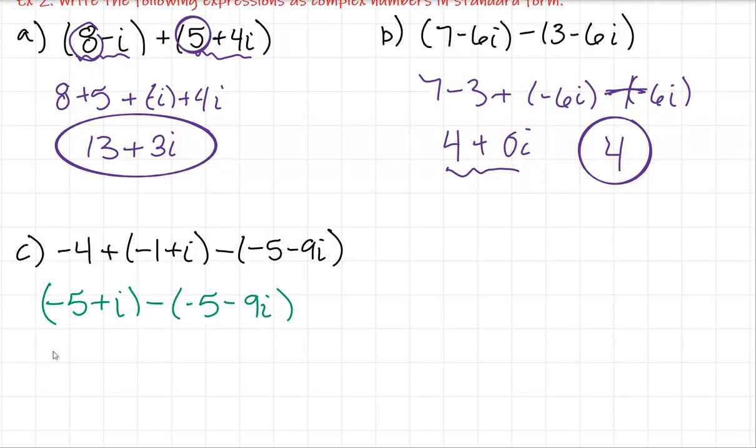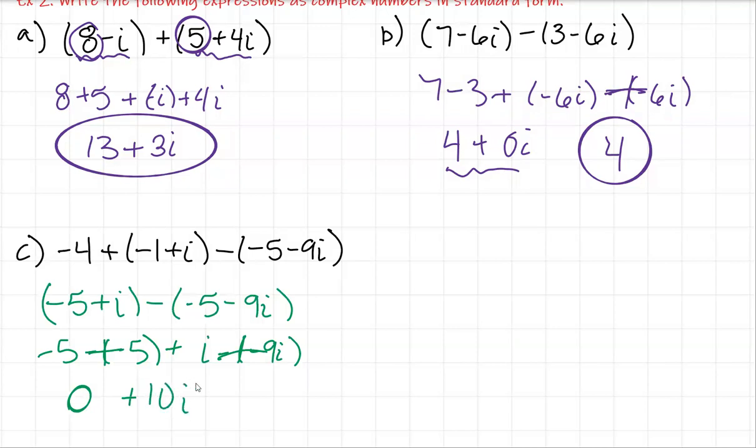-5 minus -5, and then plus i minus -9i. I don't know if I said the 9. So -5 plus 5, that's just 0. And then i minus negative 9i, that's i plus 9i, which is plus 10i. So then our answer is just 10i. Still a complex number, but now this is also just imaginary. There's no real part.